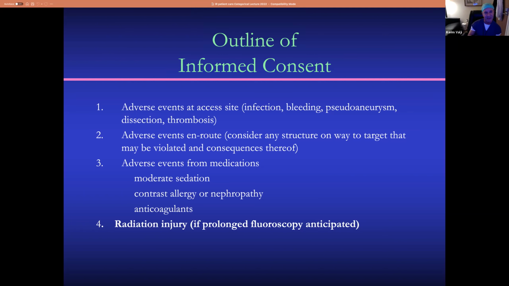Number three, talk about adverse events from medications, including from sedation or anesthesia, contrast-related allergy or nephropathy, and if you can use anticoagulants, the risk of bleeding.